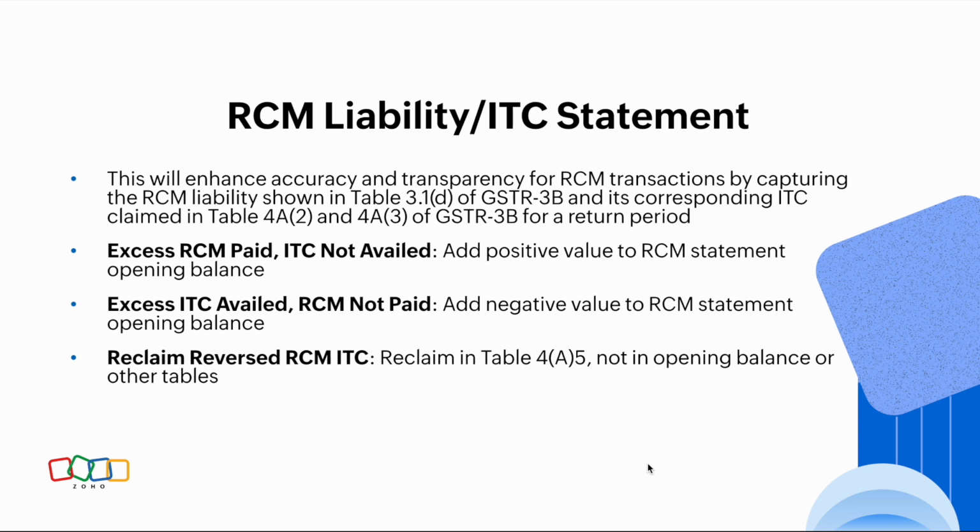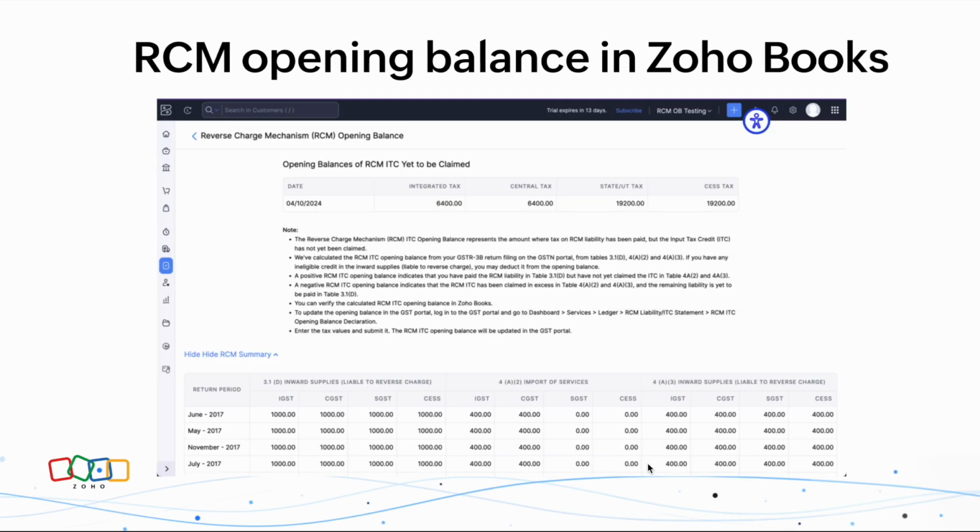The taxpayers are required to report any opening balance, either positive or negative, depending on whether RCM liabilities exceeded claimed ITC or vice versa. To streamline the reconciliation process for taxpayers reporting the RCM opening balance, we at Zoho Books have introduced a feature that simplifies the calculation of RCM opening balance in the GSTR 3B section of the GSTR 3B filing in Zoho Books.